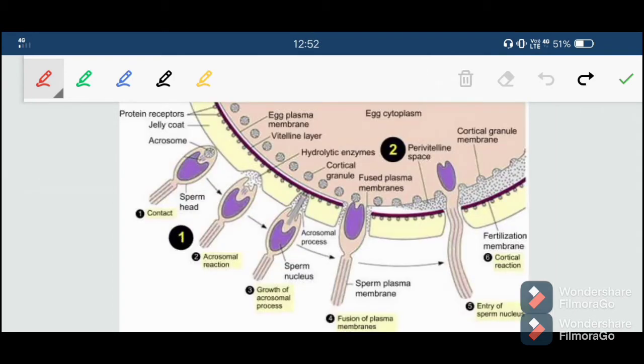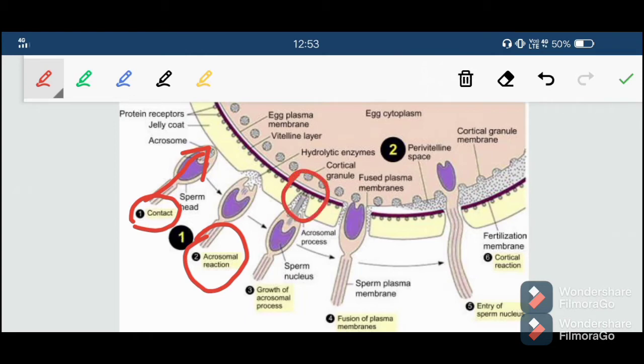How does the process of fertilization occur? Let's start. The sperm enters and binds with the ovum. This is called contact. After the contact, the acrosomal cap releases the acrosomal enzymes. The important acrosomal enzyme is acrosin. So, this step is called the acrosomal reaction. The next step is that the acrosomal enzymes will digest the plasma membranes and help in the penetration of the sperm.